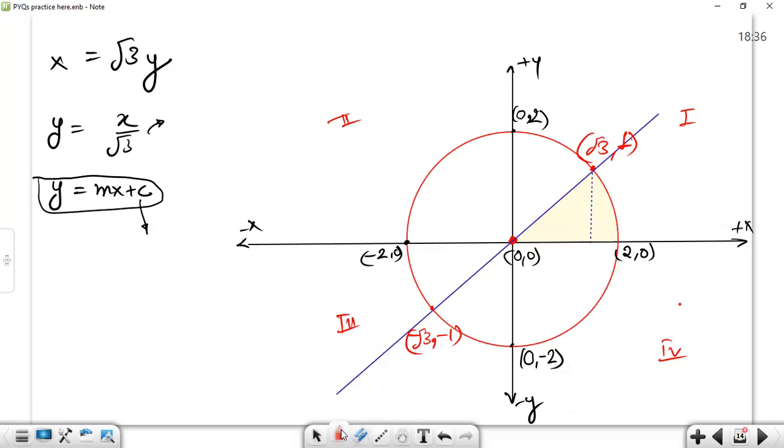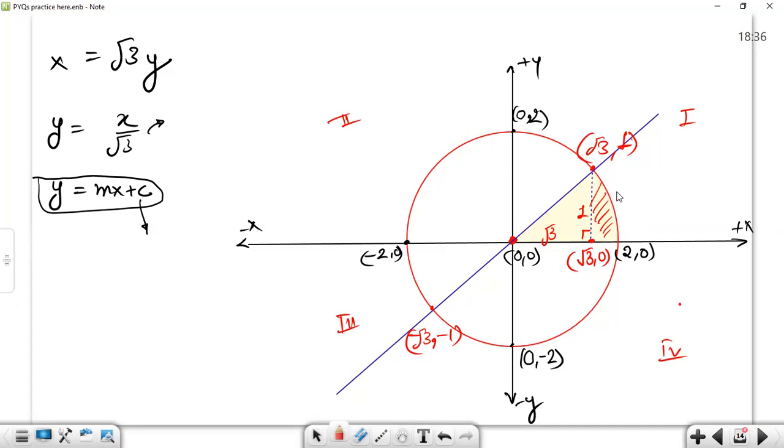Okay. So now we can see this is a right angle triangle, and this point should be root 3 and 0. This is a right angle triangle. The base of the right angle triangle is root 3, and the height should be 1. The remaining part we will find out, because this particular area is under the curve.